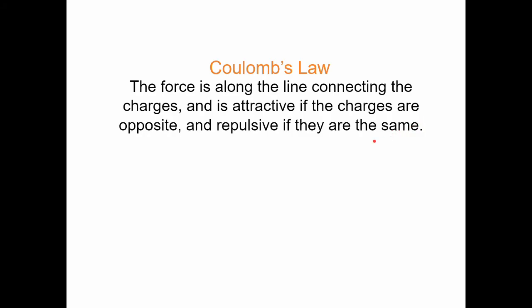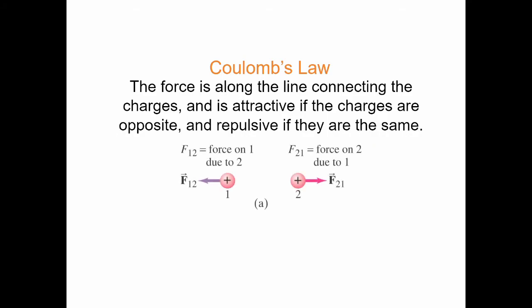These charges experience a force dictated by an equation known as Coulomb's law. The force along the line connecting the charges is attractive if the charges are opposite, and it is repulsive if the charges are the same. Here we have a diagram of two positive charges experiencing this repulsive force. We have F12, which is the force on 1 from 2, and F21, which is the force of 2 on 1. So object 2 pushes on object 1, and object 1 pushes on object 2.